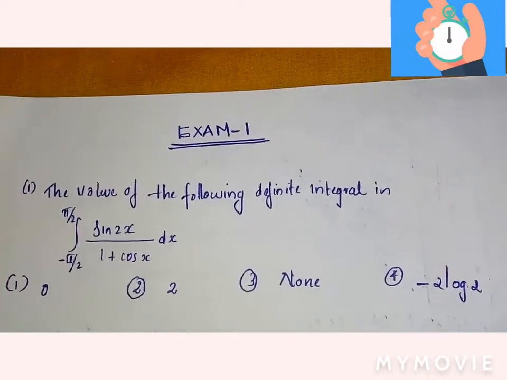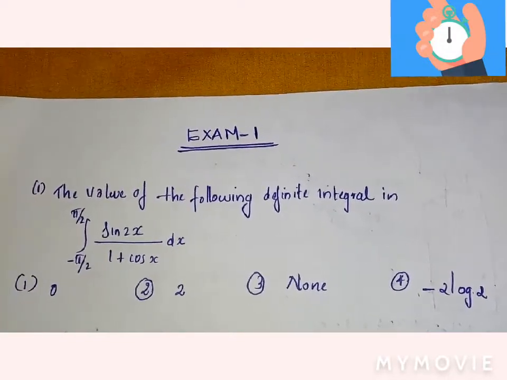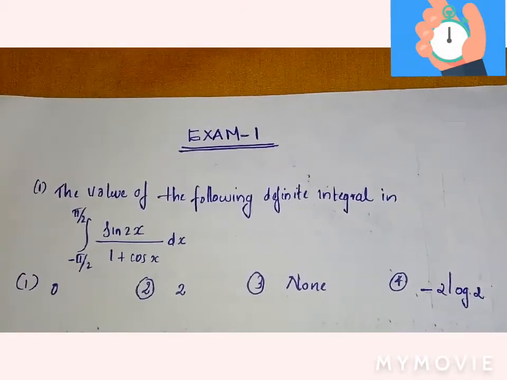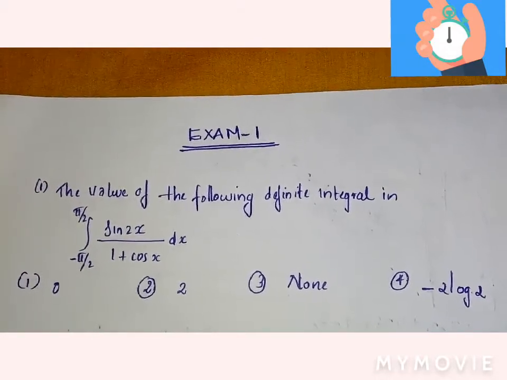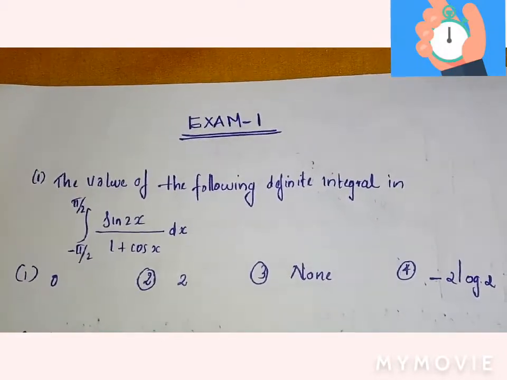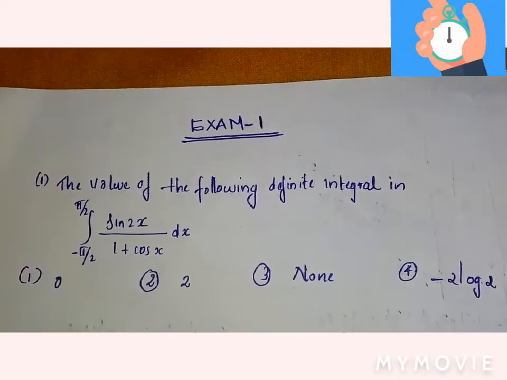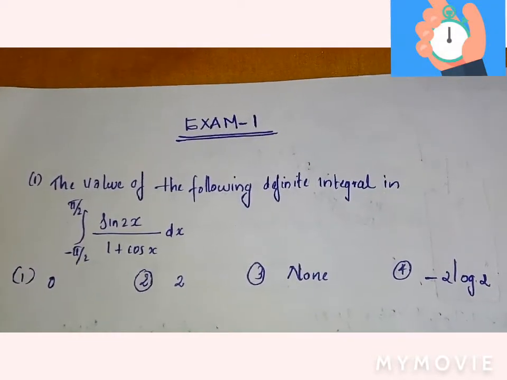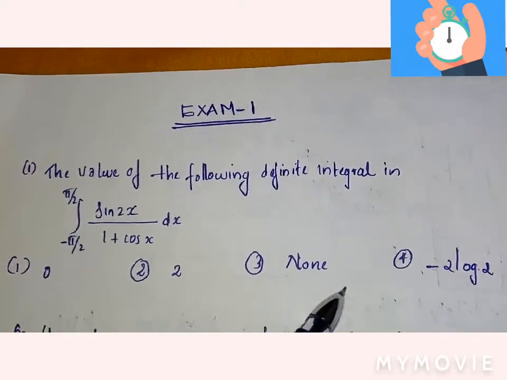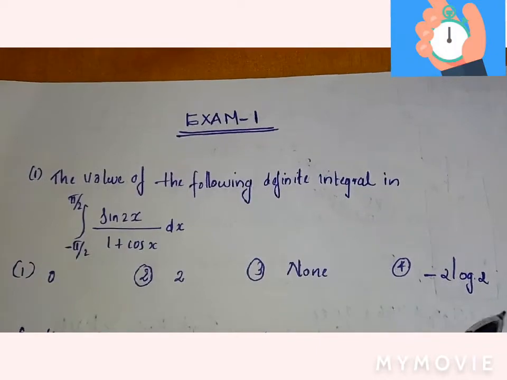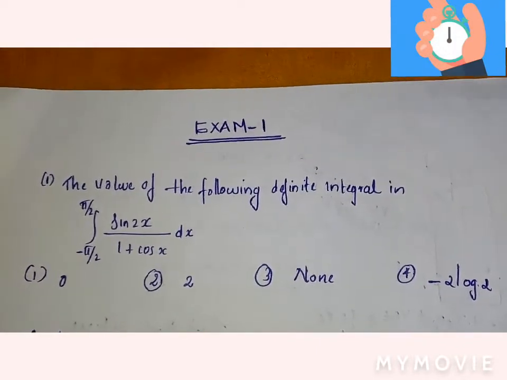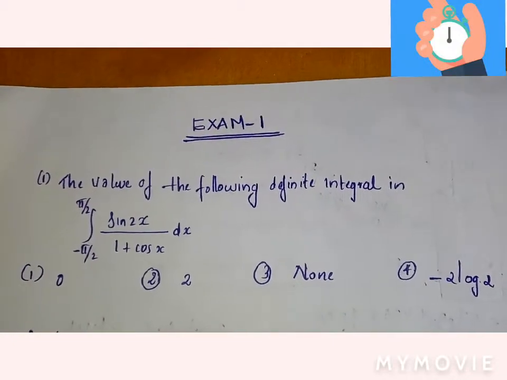Okay, so the first question: the value of the following definite integral, integral from minus pi by 2 to pi by 2 of sine 2x divided by 1 plus cos x dx. The options are 1, 0, second option 2, third option none, fourth option minus 2 log 2. After 2 minutes you are going to the next question.